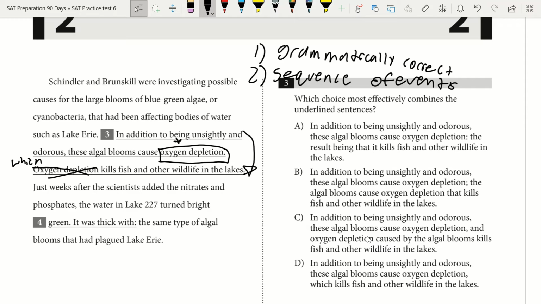Now, what if we ended with a name? What if we ended with a name like John? We ended with John in this sentence and started the next one. Well, then we'd get rid of John down here and put "who." But in this case, since it's oxygen depletion, we'd say "which kills fish and other wildlife in lakes."